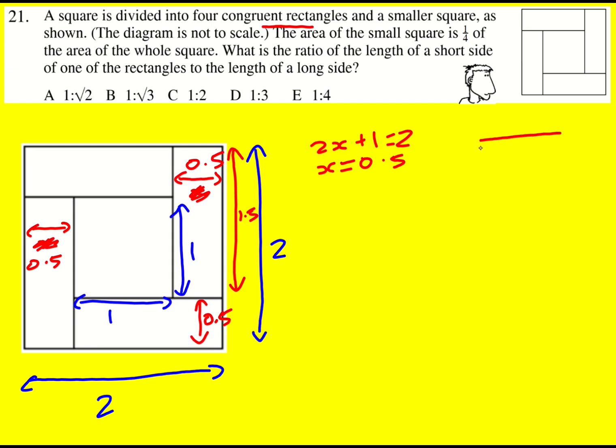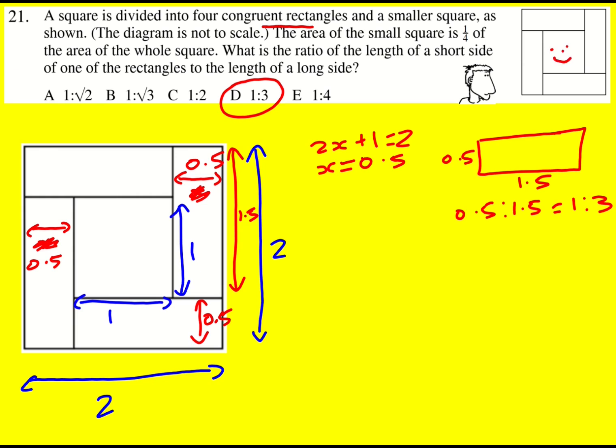So let me just draw my rectangle out. I've got a length of 0.5 here, 1.5 here. So the ratio of the length of a short side to a long side is 0.5 to 1.5, which becomes 1 to 3. Really nice approach.